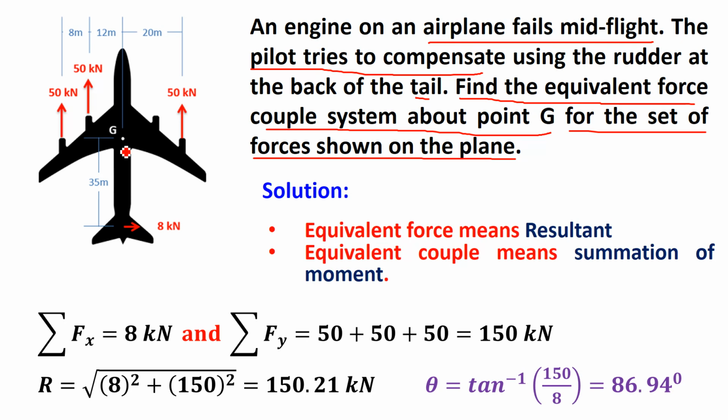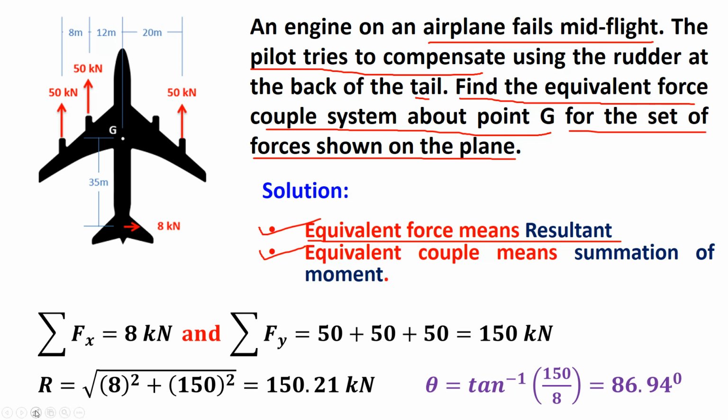In the previous problem we discussed the meaning of equivalent force couple system. Equivalent force means resultant, and equivalent couple means summation of moments of all forces about point G. Whatever point is asked in the statement, about that point you have to find the moments. So we will first find the resultant, the equivalent force, and then the summation of moments, which is called the equivalent couple.